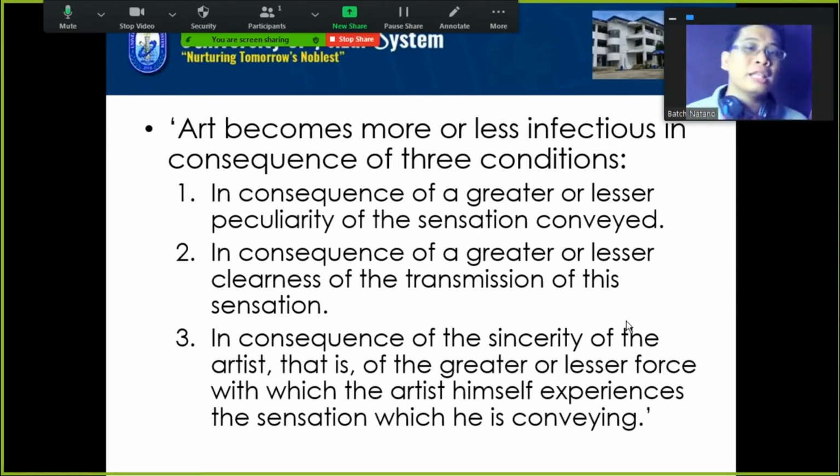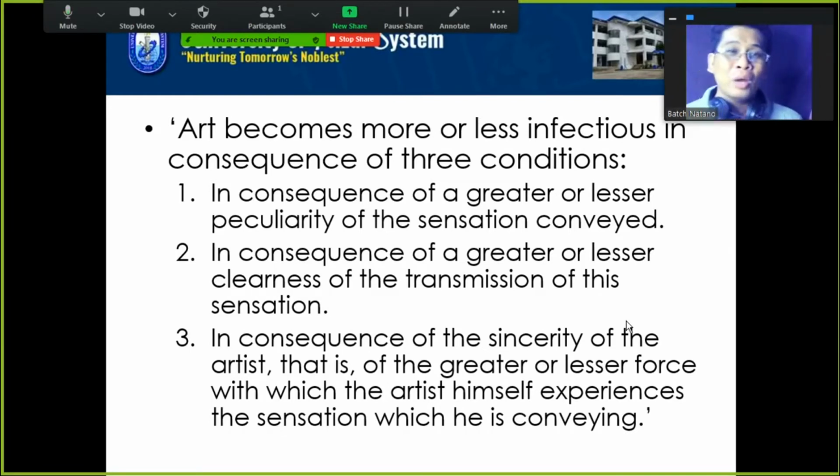Art becomes more or less infectious in consequence of three conditions. Okay, sabi niya, in consequence of a greater or lesser peculiarity of the sensation conveyed, in consequence of a greater or lesser clearness of the transmission of the sensation, in consequence of the sincerity of the artist, that is, of the greater or lesser force with which the artist himself experiences the sensation which he is conveying.